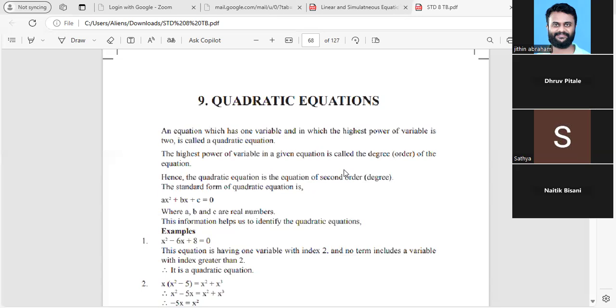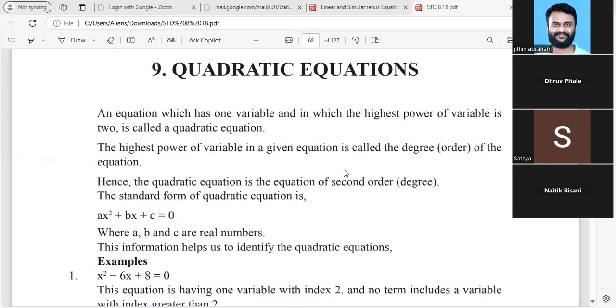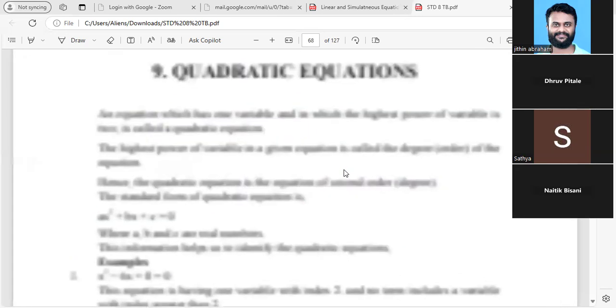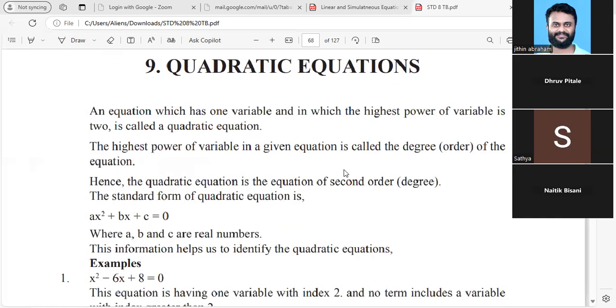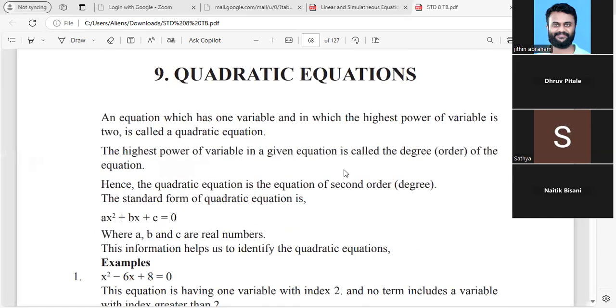So here it is. This is the next chapter which we are going to deal with, my dear children. What is a quadratic equation? An equation which has one variable. The first point to highlight is that previously the equation we were dealing with was simultaneous equations, which had two variables. Now this will have only one variable.